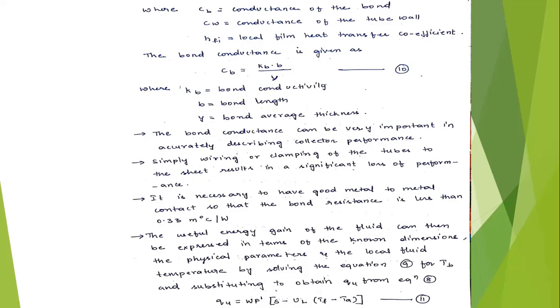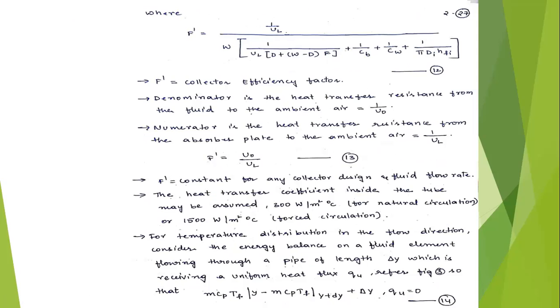So Qu is equal to, from the last equation, Qu is equal to W F dash into S minus UL into Tf minus Ta. This is the 11th equation. You will see the various terms described in this 11th equation in the next slide. In the next slide, we have got the expression of F dash. Here F dash is called the collector efficiency factor.